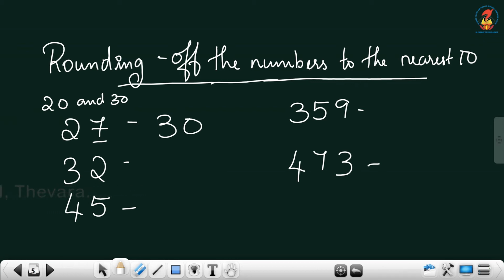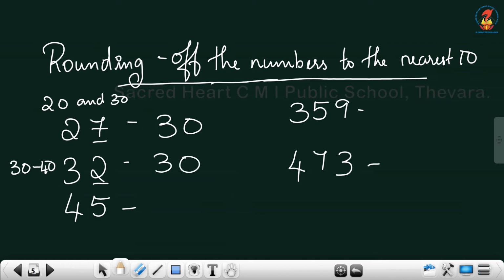32. 32 is in between which tens? 30 and 40. Yes? 32, the last number is 2, which is weak enough. So we'll move towards 40 or 30? 30. 45, the last digit is 5, which is strong enough. So 45 is in between 40 and 50, and you will move to the next 10, that is 50.